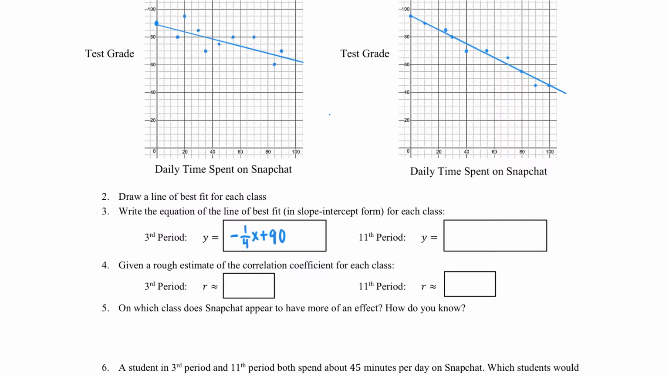If you said negative 1/5 or even negative 1/3, I would say those are pretty good. I would say negative 1/2 is too steep for that line right there. But that's what I would say for that one.